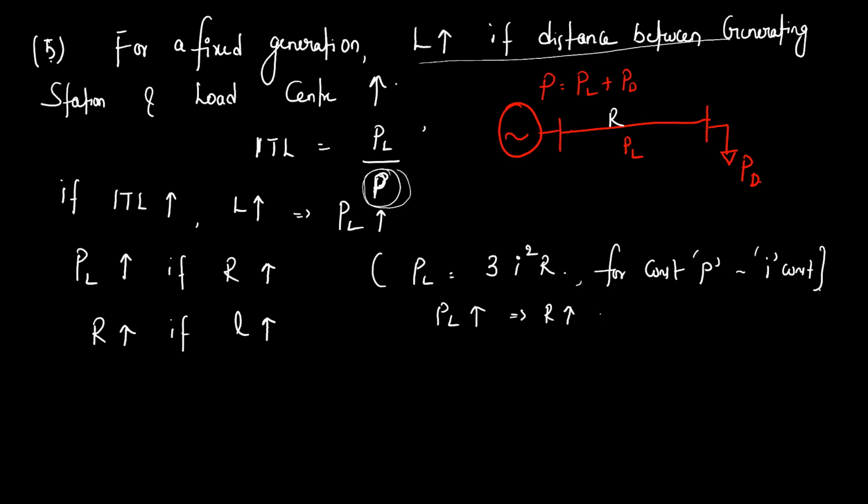So what is the conclusion? If the distance between the load center and the generation center is great, then the penalty factor would be more. Understand? If the distance between the generating station and the load center is less, the penalty factor would be less. If the load is directly connected to the generator, then the penalty factor would be 0. So this is a very important point which you have to remember. Penalty factor increases if the distance between the generating station and the load center increases.